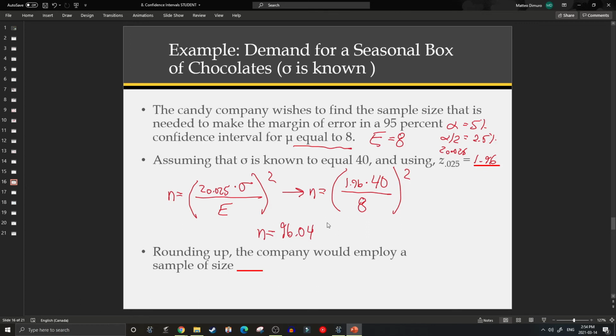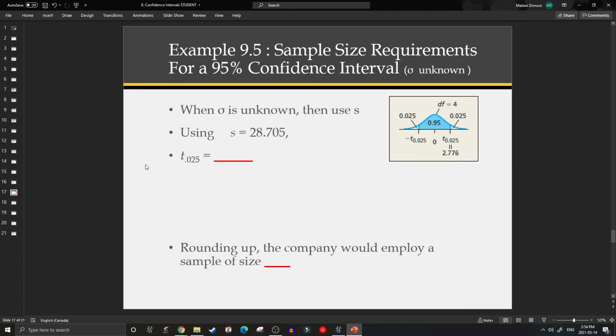Now, just remember, this is the minimum sample size. So if you need 96.04, you might be tempted to round down, but you actually need to round up. So you're going to round up to 97, because you need at least this much data. So rounding up, got to sample 97.